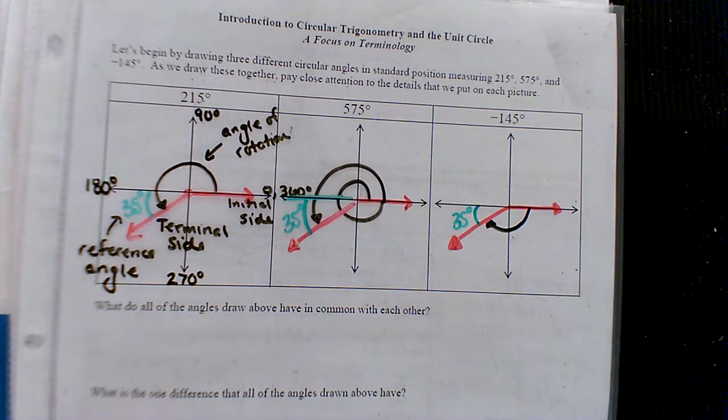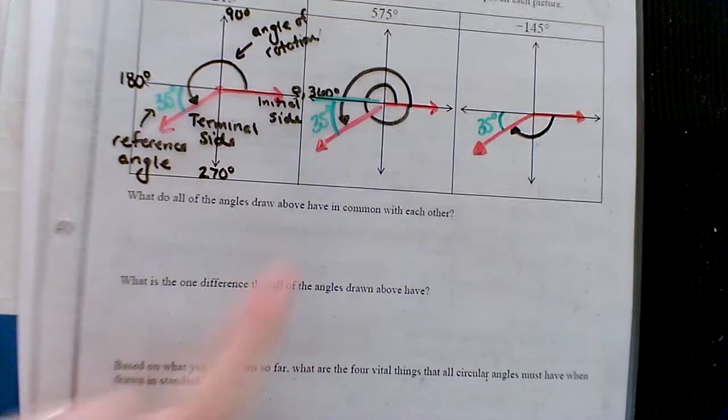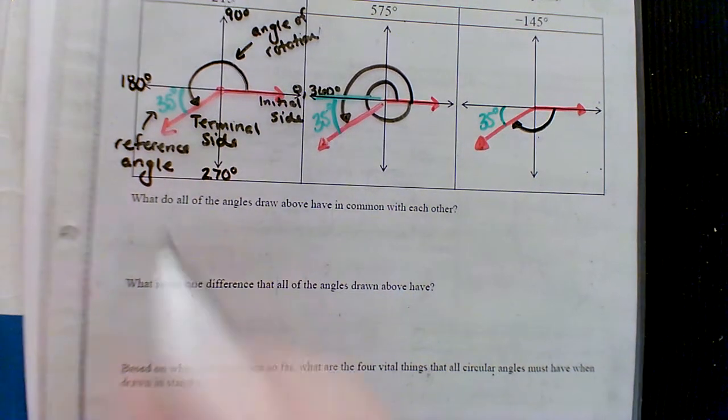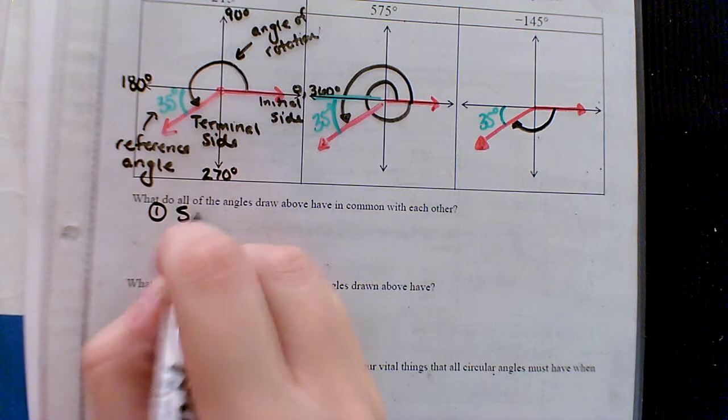Okay, so they are three completely different angles, because we have different angles of rotation, but notice how some things are the same. We have the same initial side, we have the same terminal side, and we have the same reference angle. They're three different angles, but they do have some similarities in common. Okay, so we're going to go ahead and write down some of those relationships that we might notice. What do these have in common?